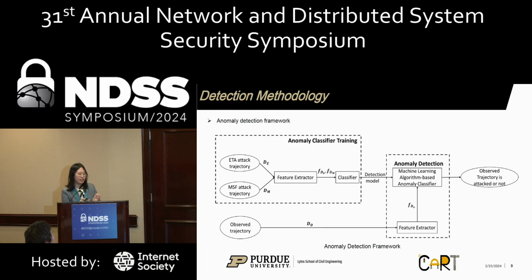In the anomaly detection framework, after collecting the ETA attack trajectories, the MSF attack trajectories, and also the normal car following and lane changing trajectories from the historical data set, we propose a domain knowledge-based feature extractor that can map the trajectories to a feature vector, and then use this feature vector to train the anomaly detection framework. Given a new observed trajectory, the same feature extractor will be used to map the trajectory to a feature vector, and then the pre-trained anomaly detection classifier will be able to tell if the observed trajectory is under attack or not.